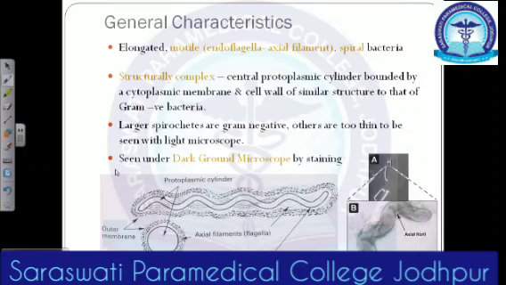Now come to the general characteristics. They are elongated and motile. We've already talked about that. And they have what we call intracellular flagella or endoflagella, right? Because the flagella originates inside the cell and travels through the cell inside the cytoplasm. This flagella is also called an axial filament, right?